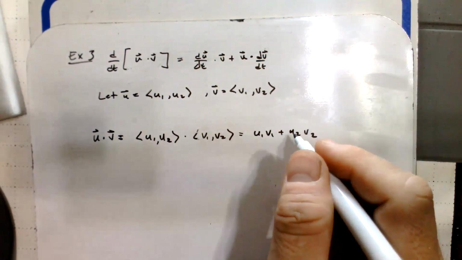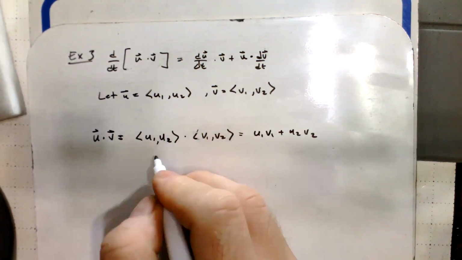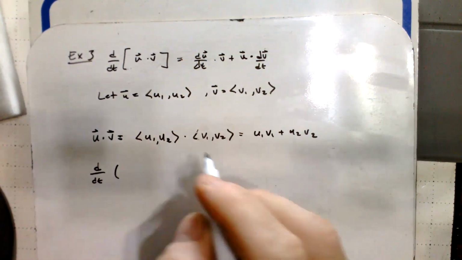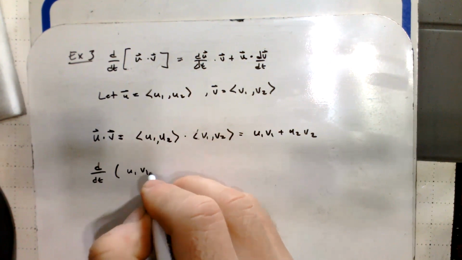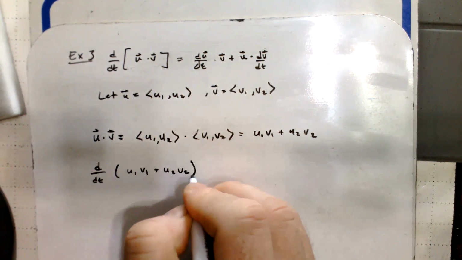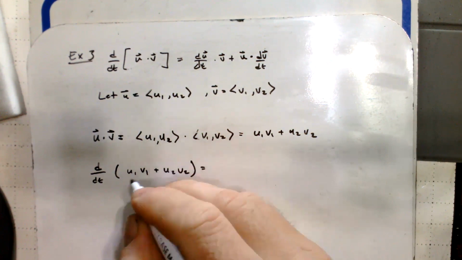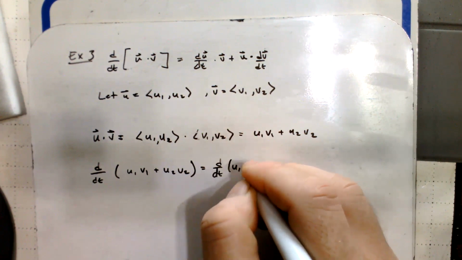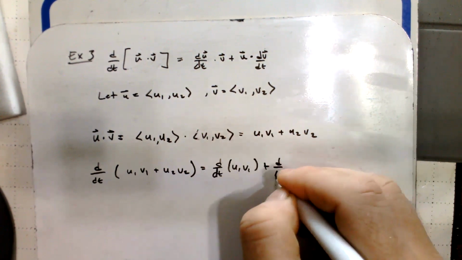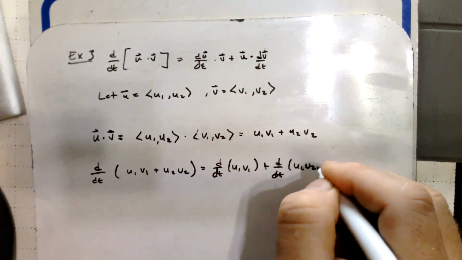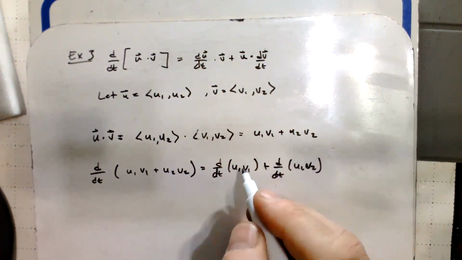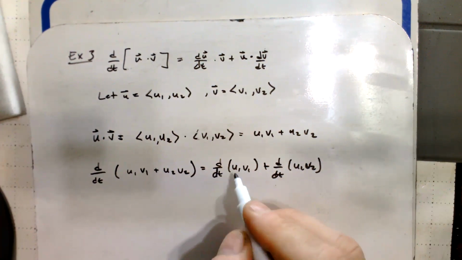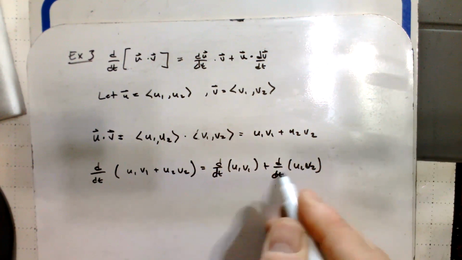All right, now that we have this, we're going to take the derivative of this. So d/dt of this entire thing, u1 v1 plus u2 v2. Using linearity of the derivative, we consider each of these individually. So d/dt of u1 v1 plus d/dt of u2 v2. Now, since these are just regular functions of one variable from Calc 1, we can use the product rule on each of these individually.